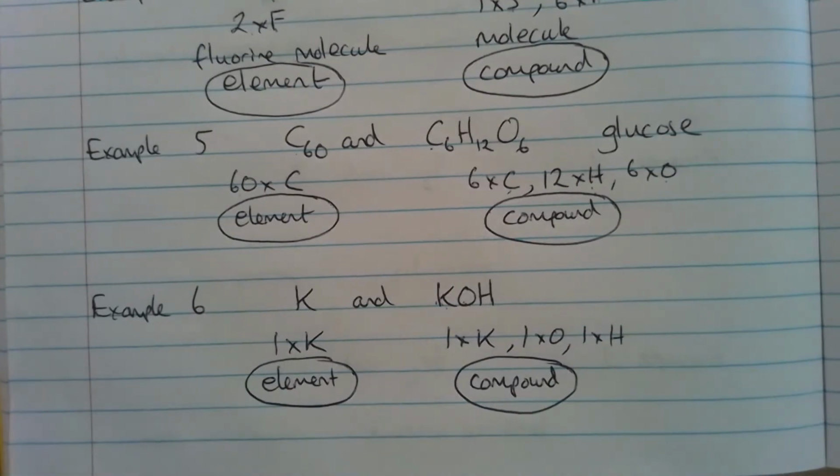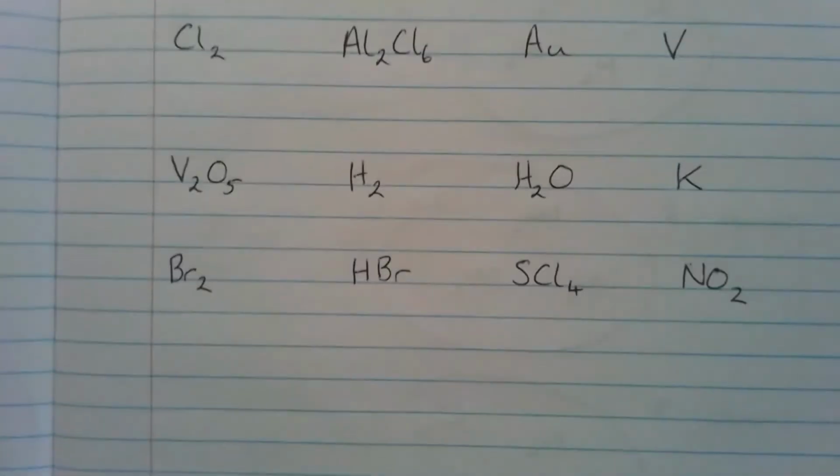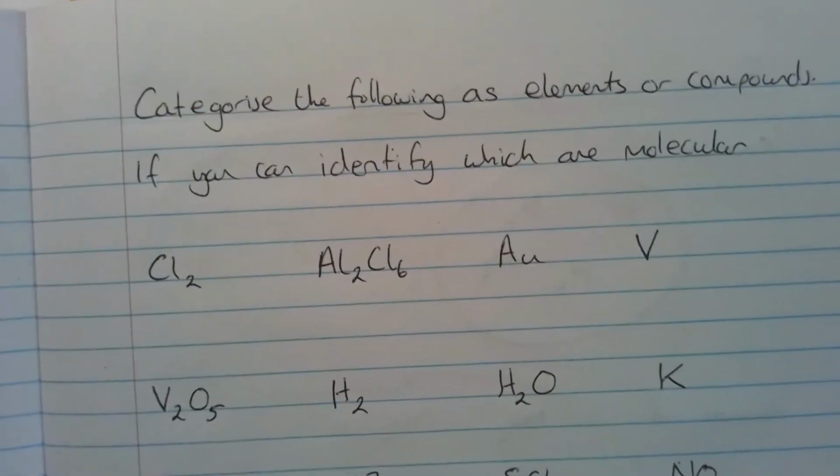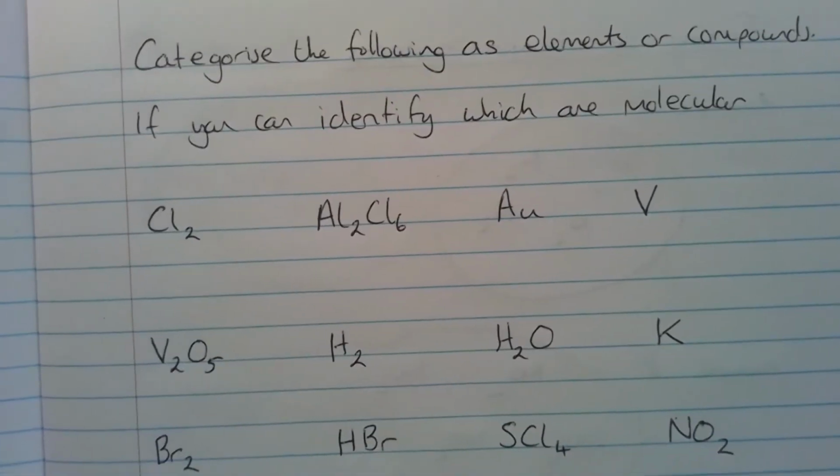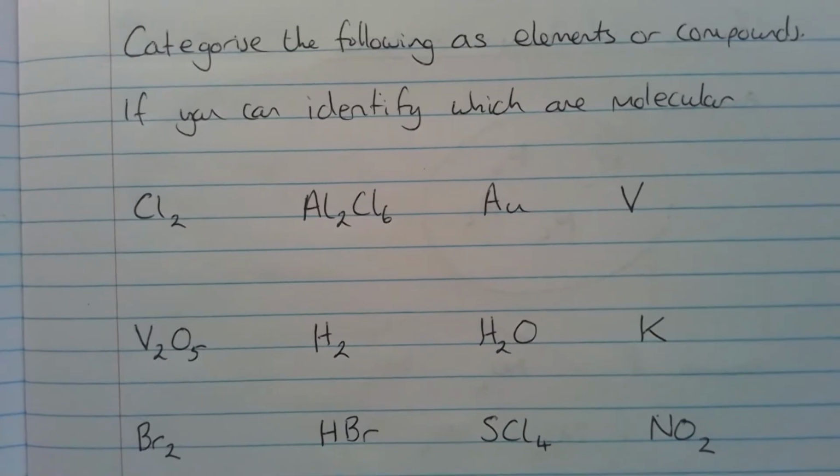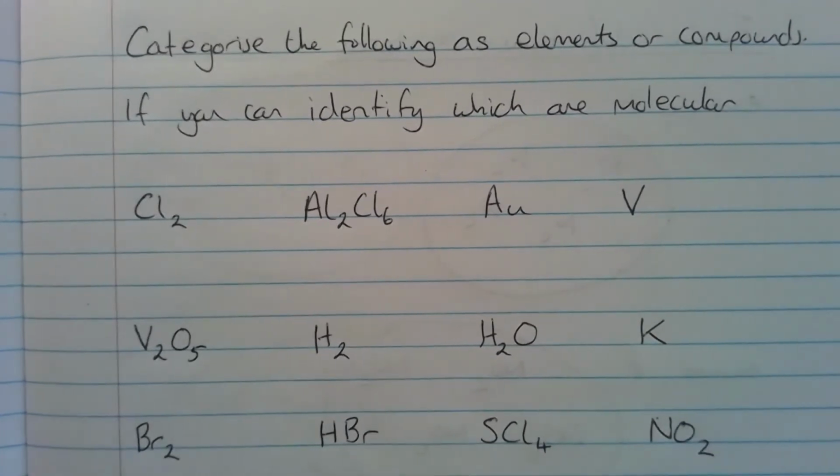1 times potassium, 1 times oxygen, 1 times hydrogen, which means that this is a compound. So let's have a look at some questions I want you to have a look at. Our last question here is to work out whether the following are elements or compounds, and additionally, if you can, identify any of them that you think are molecular or non-molecular. So if you want to pause the video and have a go at these questions, then I'll go over the answers.